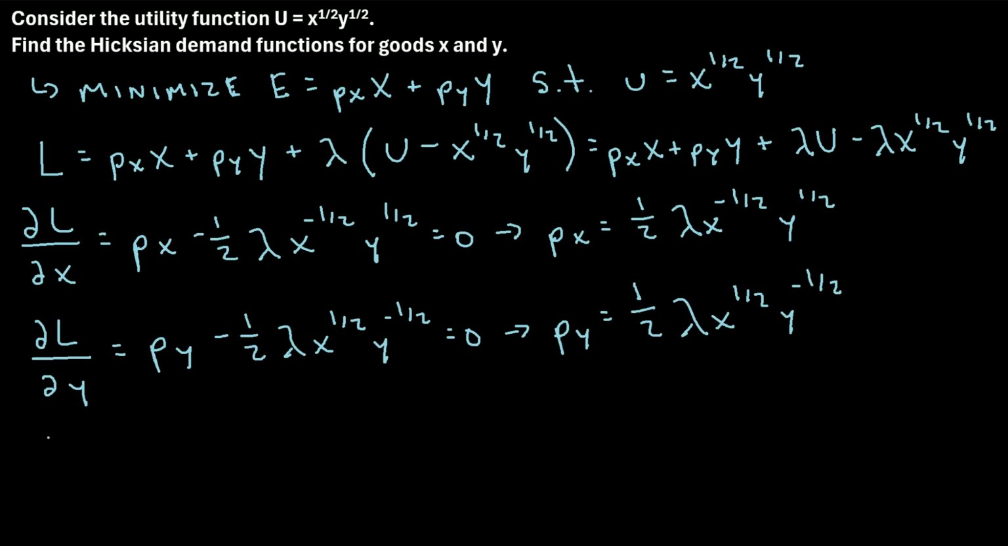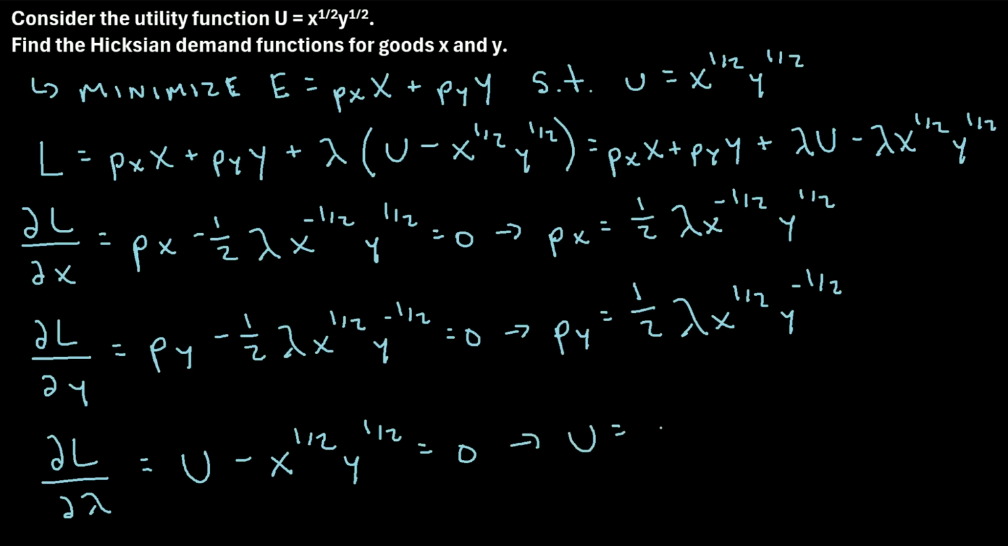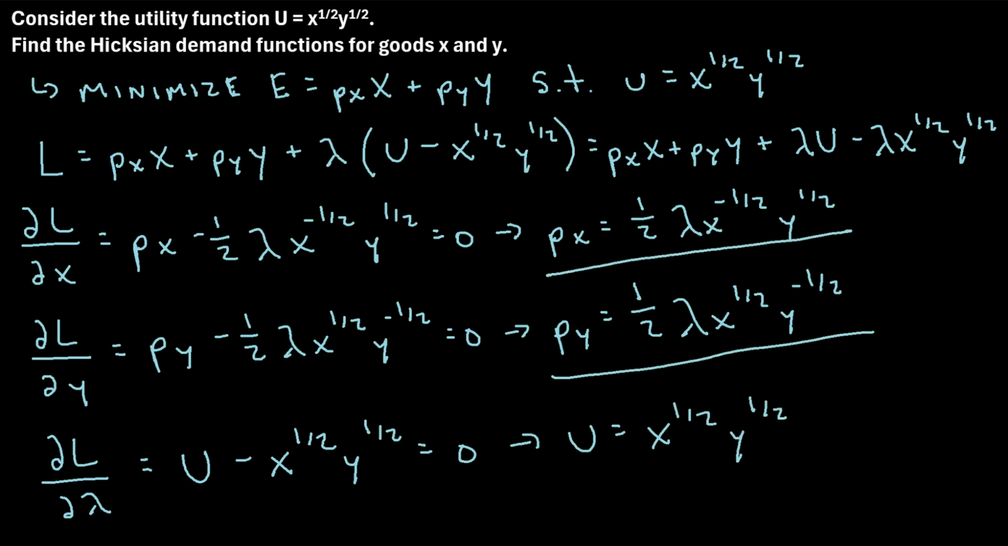Lastly, we take the derivative of the Lagrangian with respect to lambda. The derivative of this equation with respect to lambda is u minus x to the 1/2 times y to the 1/2. We set that equal to 0 and solve for u, so u is equal to x to the 1/2 times y to the 1/2. The next step is to focus on the first two equations and try to solve for x and y. So I'm going to clear a little bit of space here.